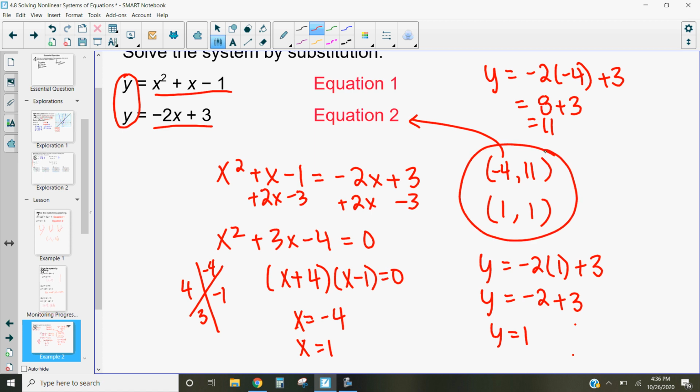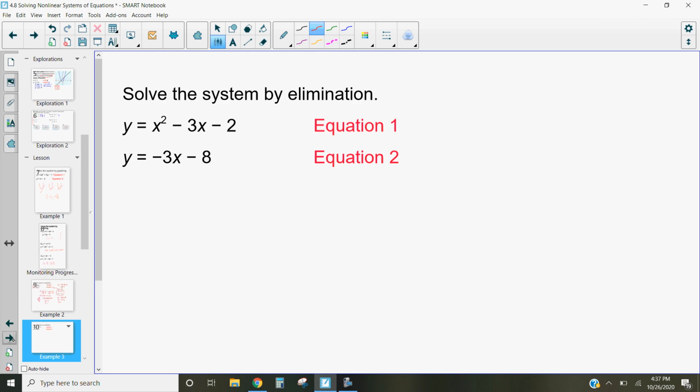So again, when we solve by substitution, if they're both equal to y, we're going to set them equal to each other, move everything to one side so it's equal to 0, and then we're going to solve it. Sometimes it'll work out well to factor it. Sometimes we might have to use the complete the square method or something like that, but that will be evaluated after we move everything to one side. So let's take a look at this next example here.